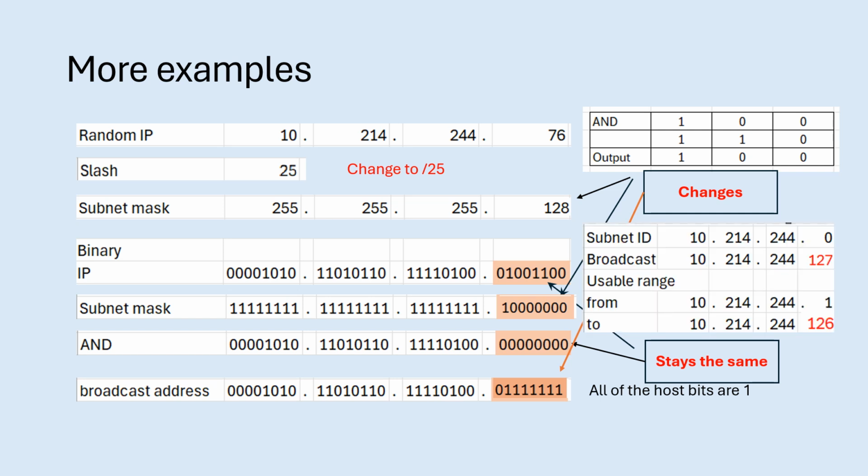So in this example, if we take a /24 network and change it to a /25, we've got two possible cases. It's either 0 to 127. If my number 76 had been greater than 127, the subnet ID would have changed, the broadcast address would be 255.